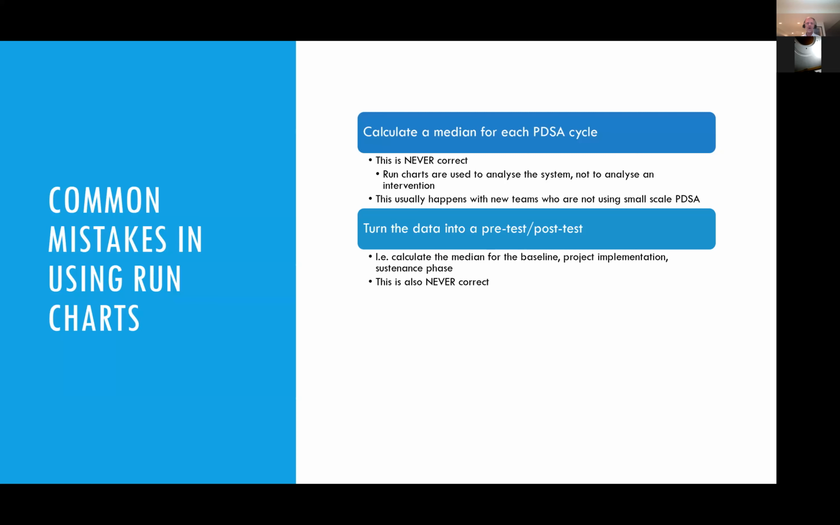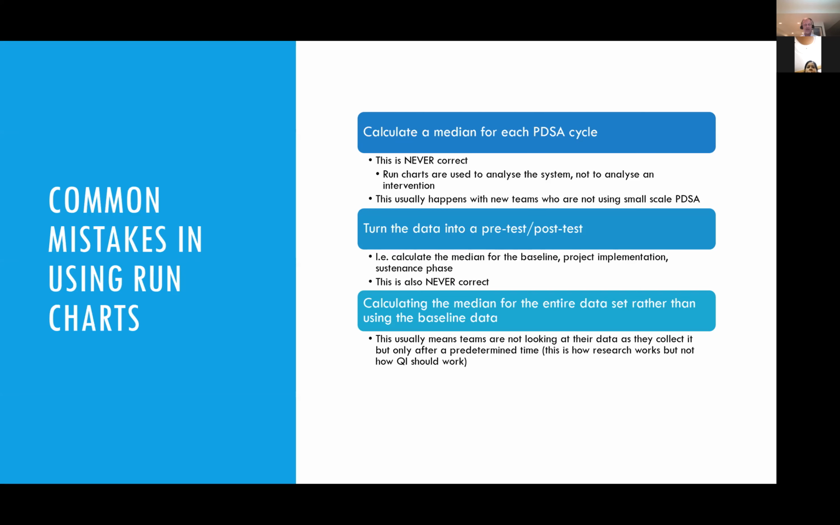Okay? A similar one is some people do a median for baseline, a median for intervention period, and a median for sustainability phase. And again, that's incorrect, right? If you want to look at the data for 3 different periods, you would have to use some other statistical test. A run chart is not appropriate. You can't use a run chart for that purpose. Okay, so with a run chart you have the median and you change the median when the data tells you to change the median, not when you do something different.